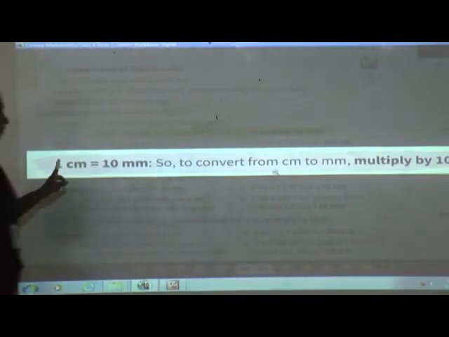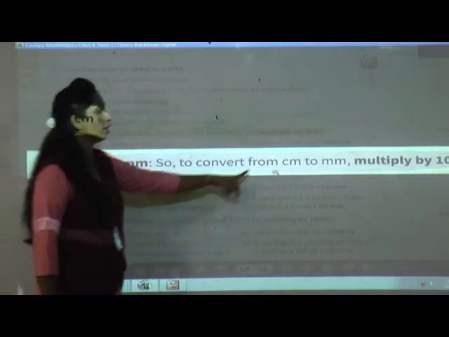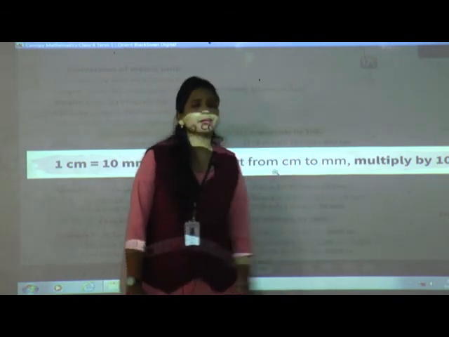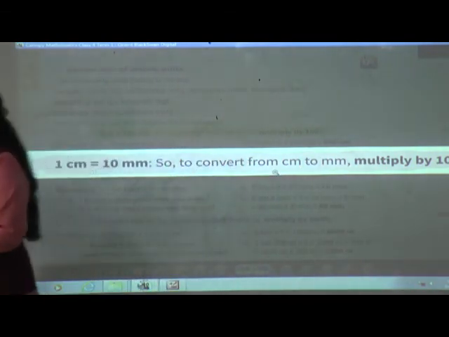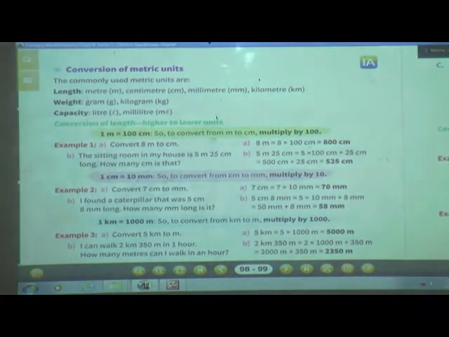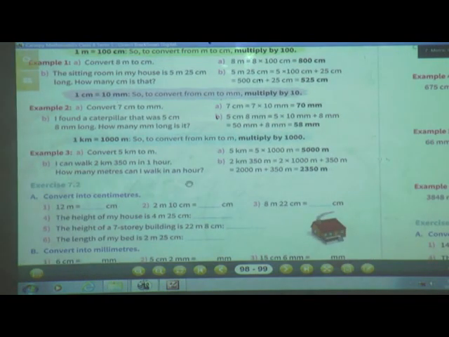What is the next? If you want to convert centimeter into millimeter, 1 centimeter is equal to 10 millimeter. So to convert from cm to mm, multiply by 10. We have seen millimeter in the scale, isn't it? Now we will see the examples.